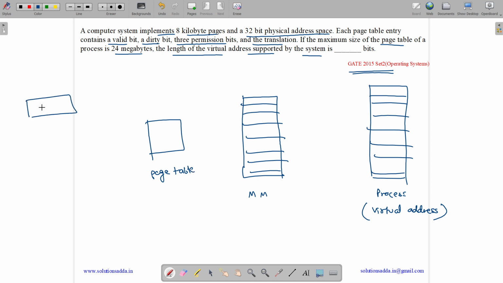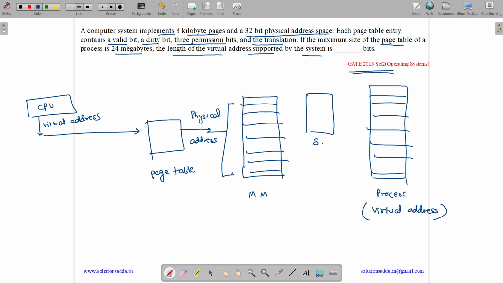So we have a CPU over here. The CPU always generates a logical address, or you can say virtual address, and then we have the translation mechanism using the page table to convert the virtual address into a physical address. Then the corresponding data is searched in main memory. If it is not present, it is brought from secondary memory to main memory using the page miss mechanism. Now let us see what the question is saying.